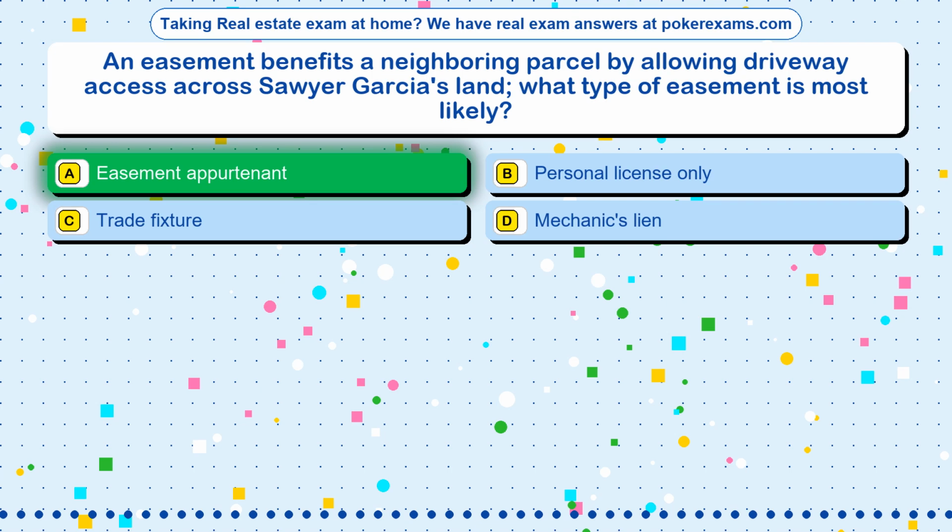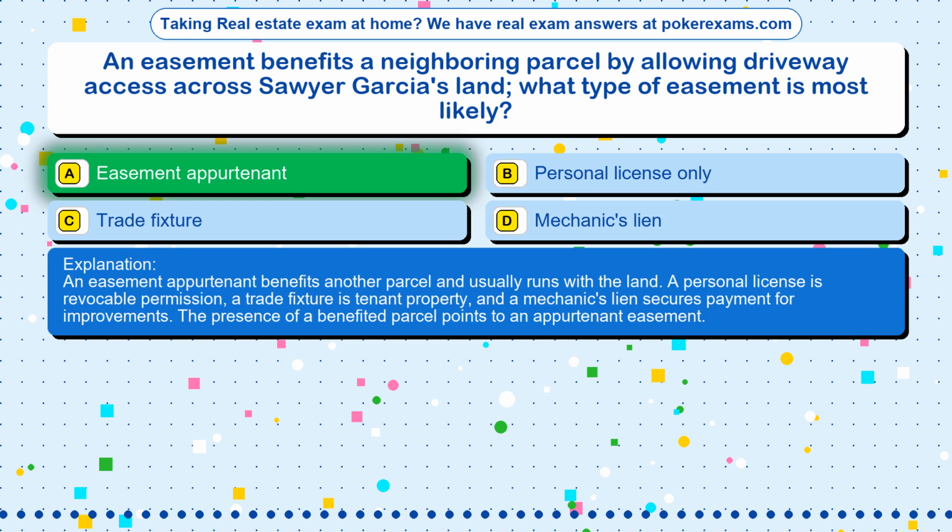The correct answer is option A. Easement appurtenant. An easement appurtenant benefits another parcel and usually runs with the land. A personal license is revocable permission, a trade fixture is tenant property, and a mechanic's lien secures payment for improvements. The presence of a benefited parcel points to an appurtenant easement.